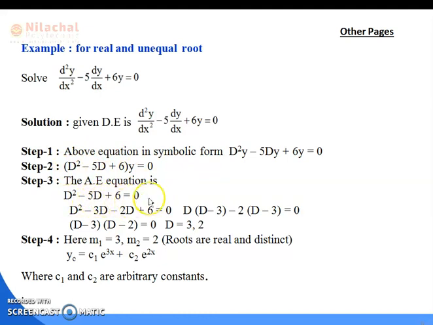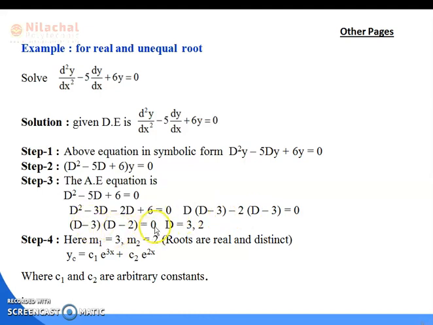This equation is a quadratic equation. To solve a quadratic equation, you know the Sridharacharya formula. Another method is the middle term factorization method. I am doing it by the middle term factorization method; you can choose the Sridharacharya formula. So D square minus 5D plus 6 can be written as D square minus 3D minus 2D plus 6 equal to 0. That implies from D square minus 3D, D is taken common, so inside the bracket D minus 3. Then minus 2 is taken common, so D minus 3. From the total, D minus 3 is again taken common, so inside the bracket D minus 2. So (D minus 3)(D minus 2) equal to 0.